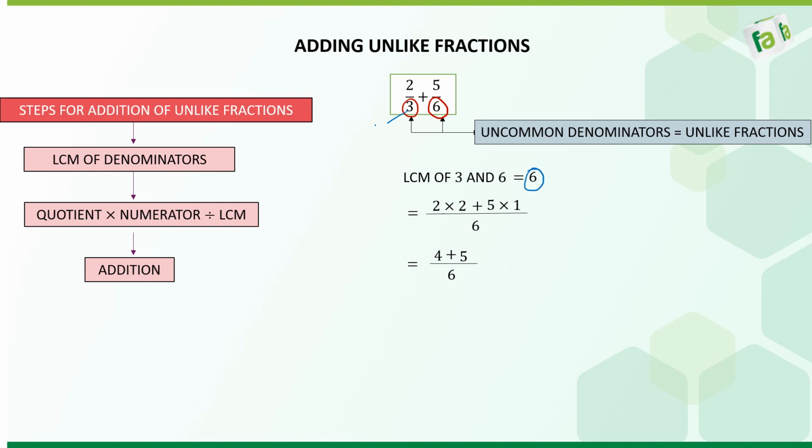Now, finally, we will add 4 and 5, which is equal to 9 by 6. We see that both 9 and 6 are divisible by 3. Dividing 9 by 3 gives us 3 and dividing 6 by 3 will give us 2. Therefore, our answer is 3 by 2.